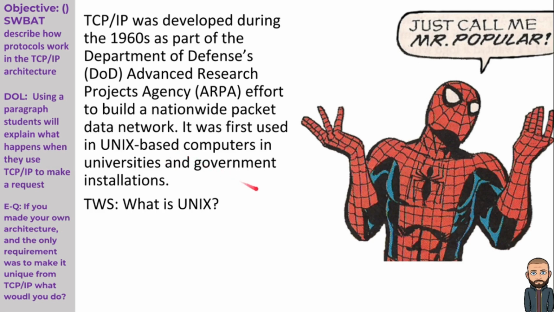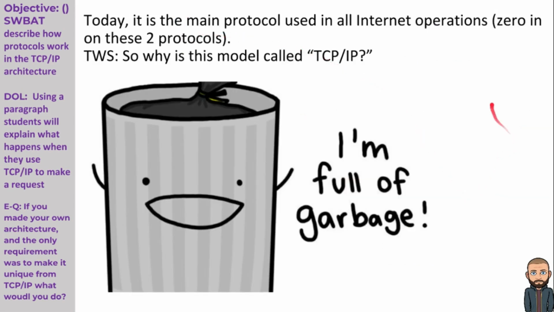It was first used in Unix-based computers and in universities and government installations. So calling it TCP/IP has been popular for a while. Remember, the OSI model is using the same protocols, so it's not like the idea of putting network protocols together to send information was created in just one place.